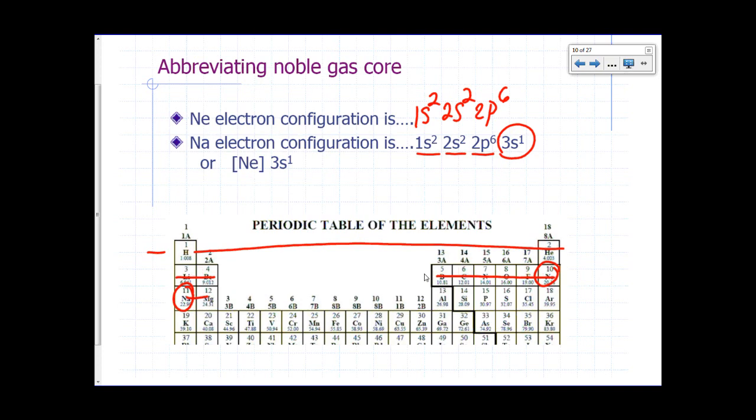Now, it's customary to abbreviate the electron configuration by abbreviating the first part, using what's called the noble gas core notation. So here, since 1s2, 2s2, 2p6 is the electron configuration for neon, for sodium you can abbreviate 1s2, 2s2, 2p6 by using the symbol for neon enclosed in square brackets. So the electron configuration for sodium would be neon core 3s1.